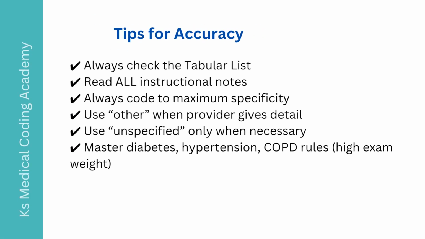Tips for accuracy. To improve accuracy, always check the tabular list. Read every instructional note. Code to maximum specificity. Prefer "other" only when the provider is specific. Use "unspecified" only when documentation lacks detail. And master the high-yield rules for diabetes, hypertension, and COPD.